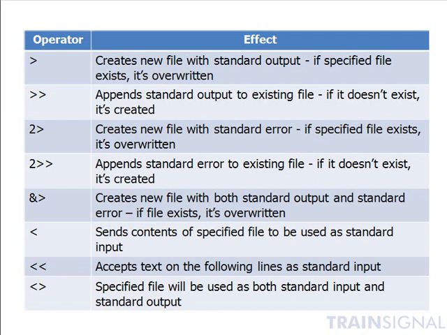The less than operator sends the contents of the specified file to be used as standard input. 2 less than operators accepts the text on the following lines as standard input. And the less than and greater than operators together say that the specified file will be used as both standard input and standard output. On the next few slides, we'll take a look at using filters to manipulate files.